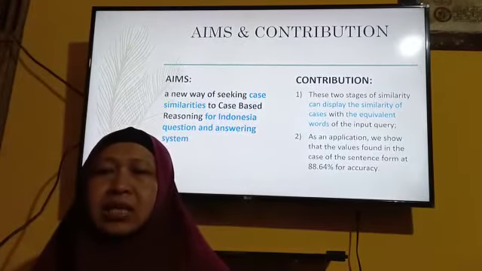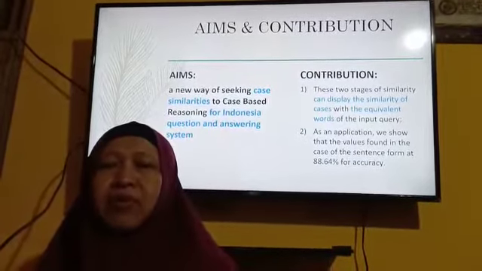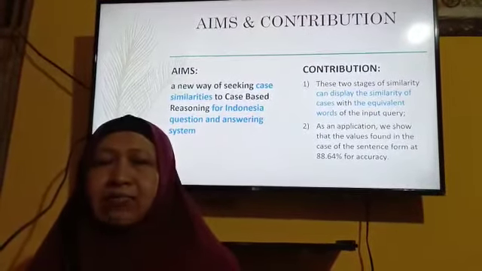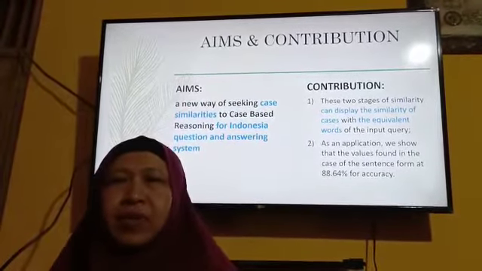The second is an application. We saw that the value found in the case and sentence form is 88.94% for accuracy.